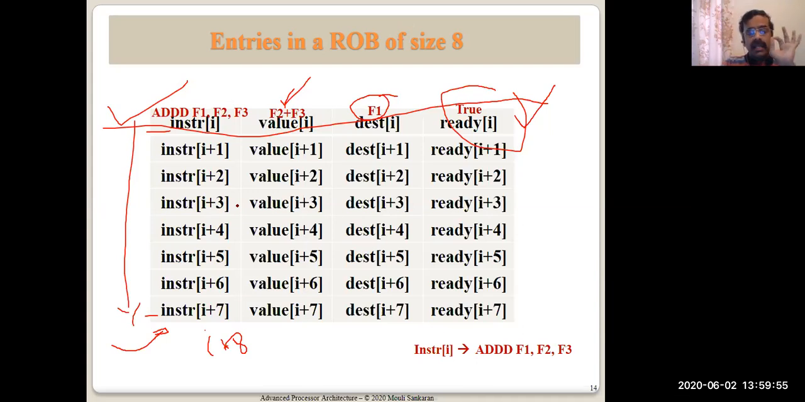I cannot issue an instruction to any functional unit unless I create or make an entry in the table. Because if I don't maintain it, I will lose the order in which the instructions came. It is like this.